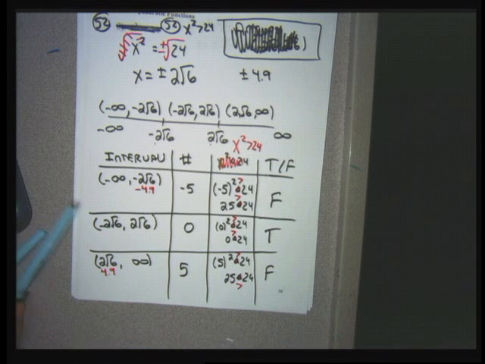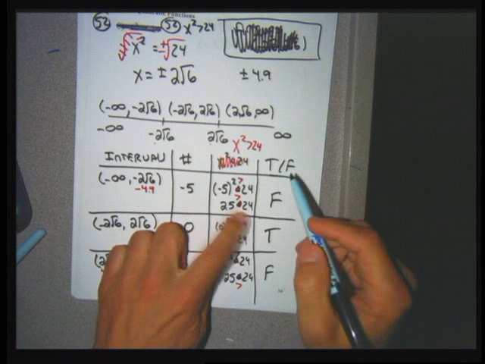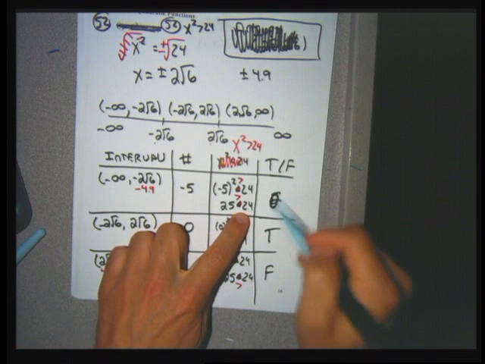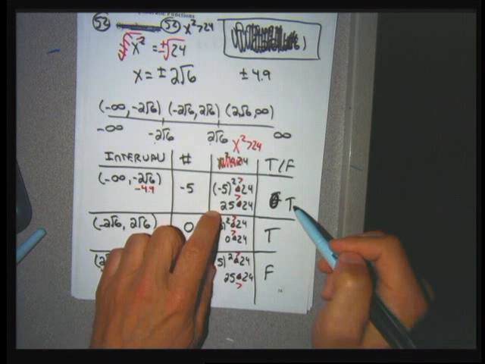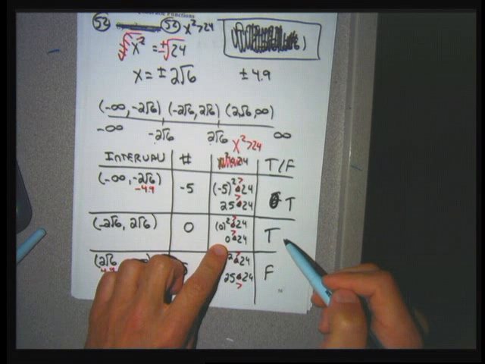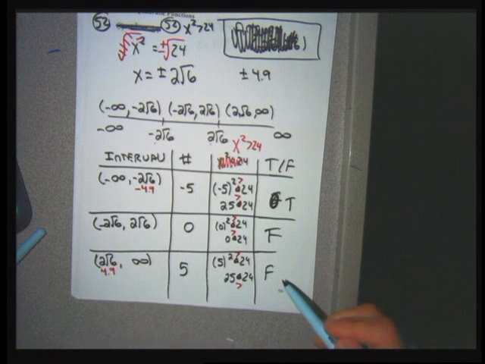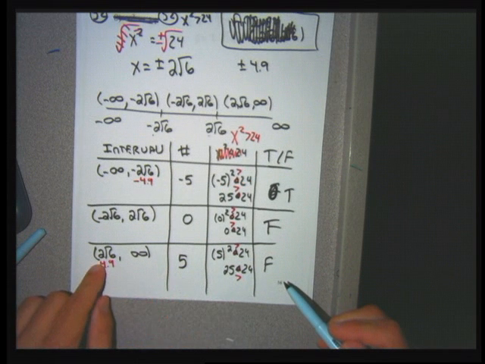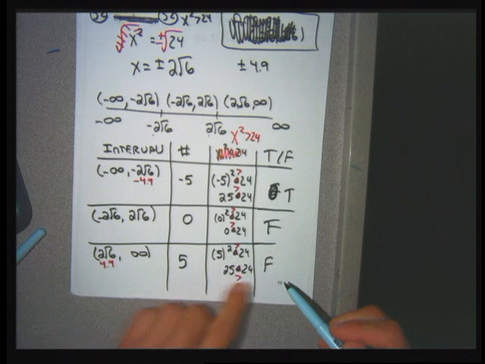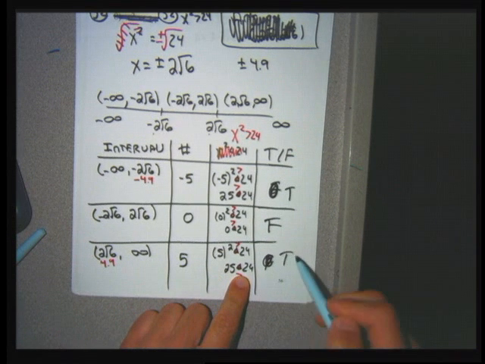It's not terribly hard. In problem 52, I need this number to be bigger than 24 for it to be true. And 25 is bigger than 24, so I get a true here. In the middle one, I need this number to be bigger than 24. 0 is not bigger than 24, so I get a false. And in the bottom one, I need the number here to be bigger than 24, and 25 is bigger than 24, so I get a true.